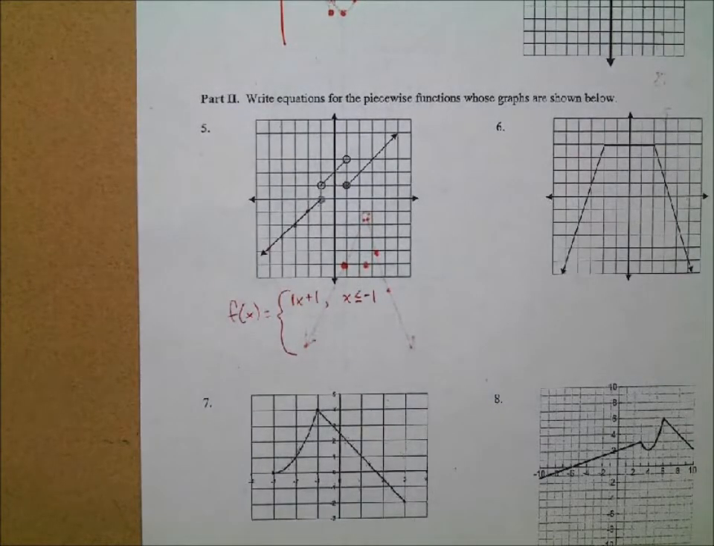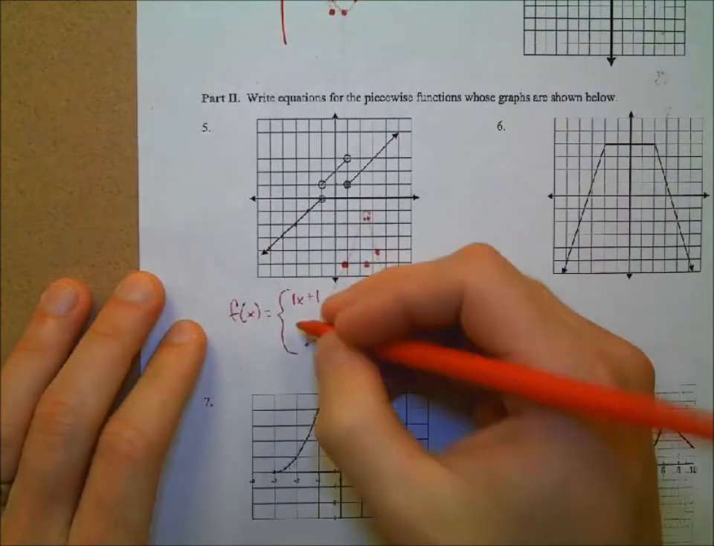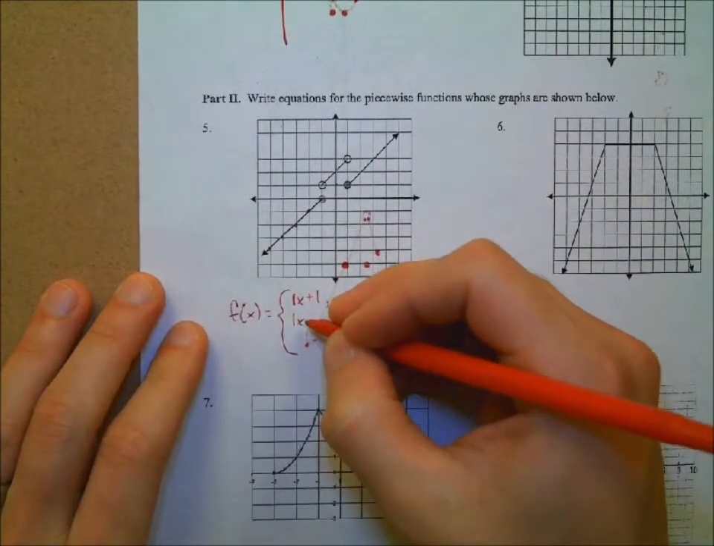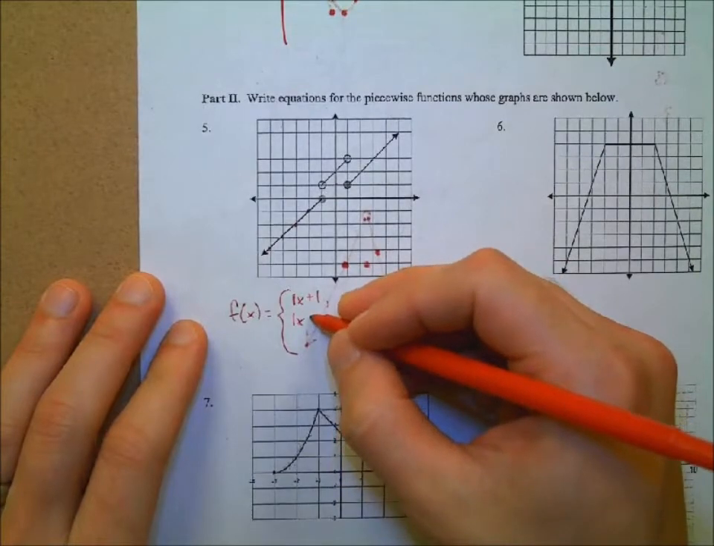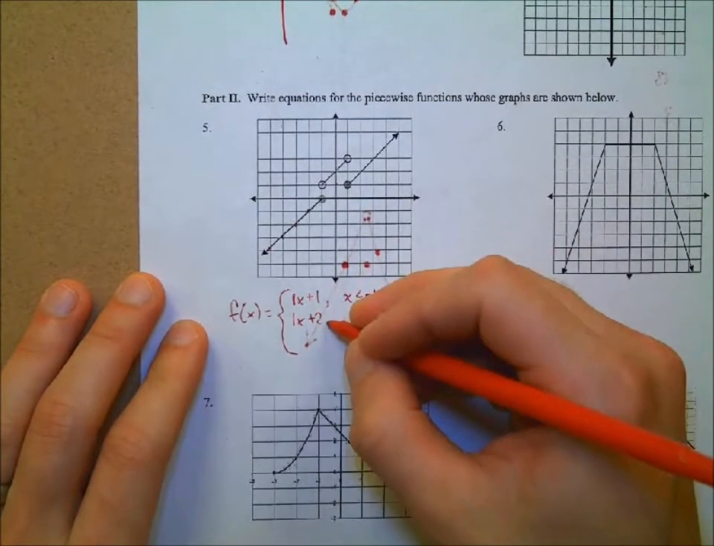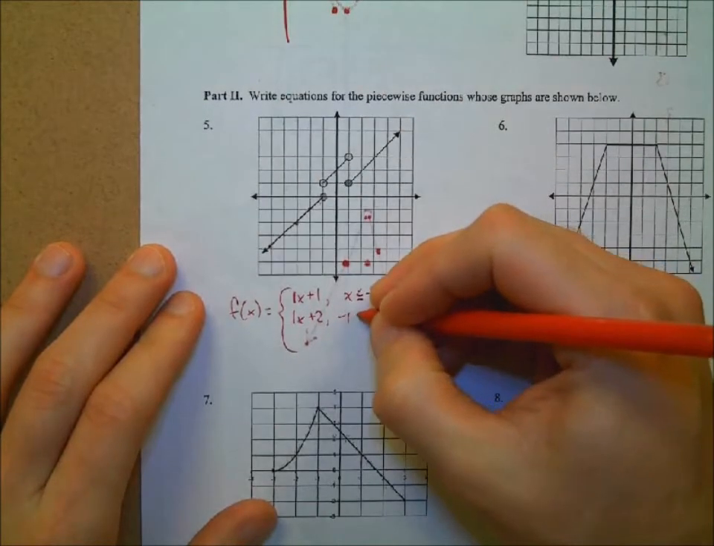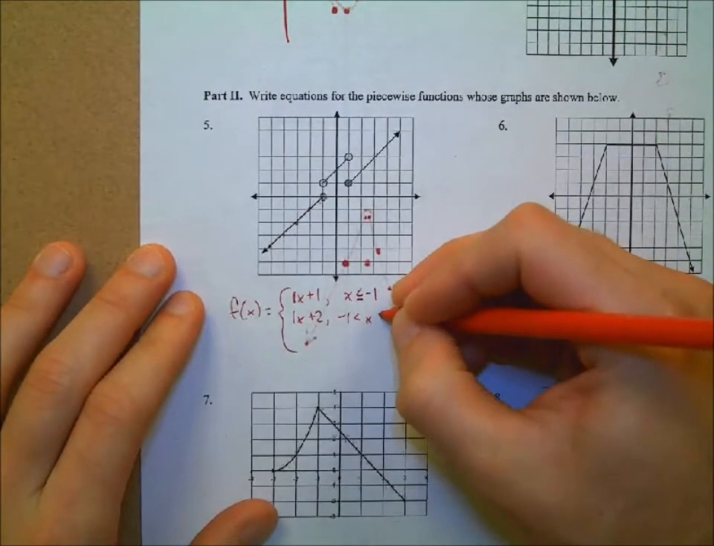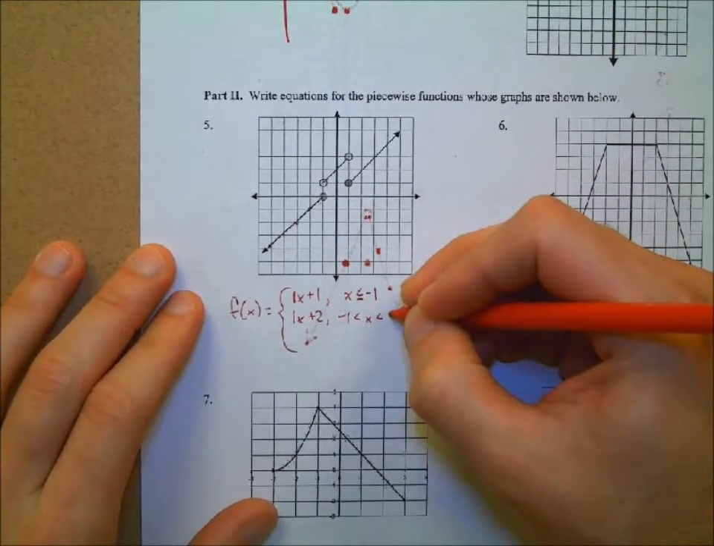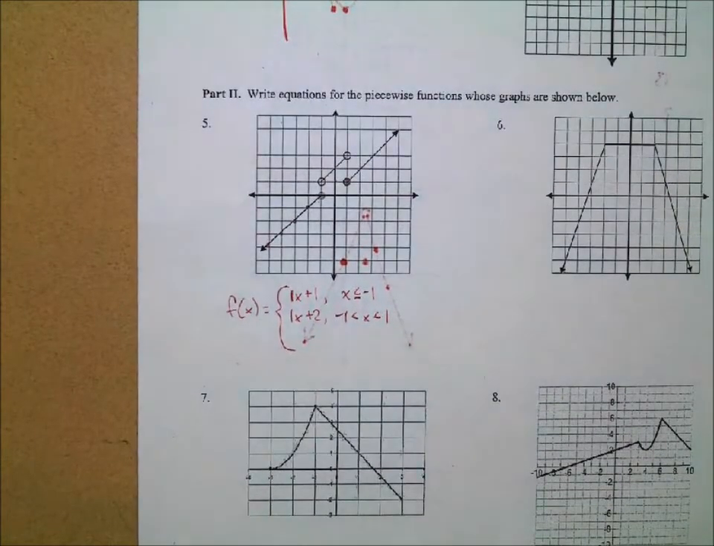All right. The second piece, it's a line again. What's the slope of that line? 1. What's the y-intercept? 2. So it's 1x plus 2. Now for this one, where does it start? At what x value does it start? -1 less than x less than 1, right? No equal to's here. We can make a compound inequality. It's between -1 and 1, so we'll just say that. Between -1 and 1. There it is.